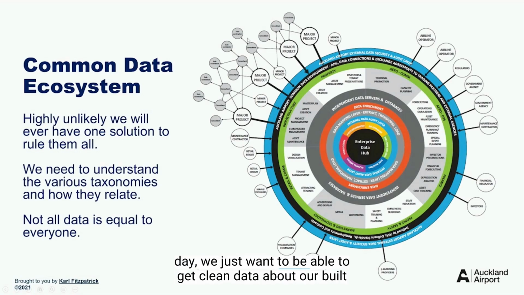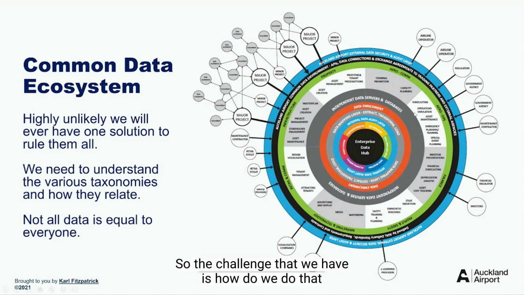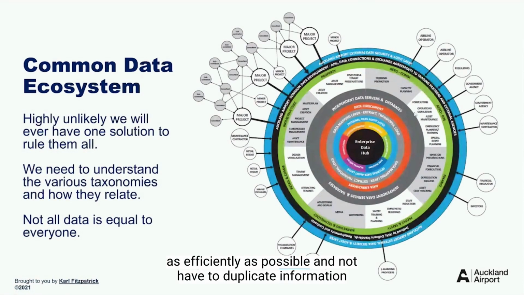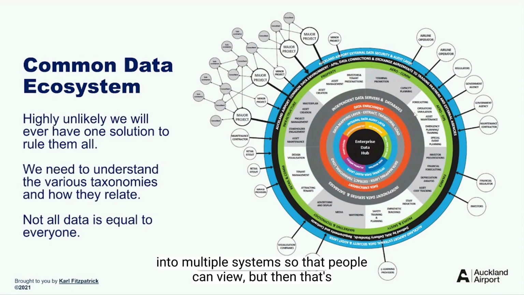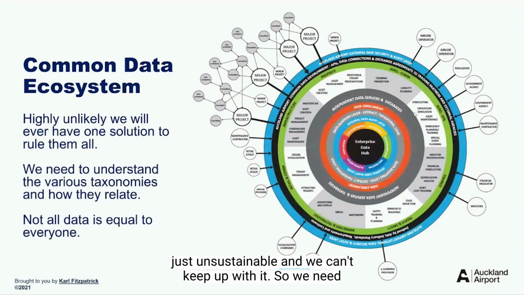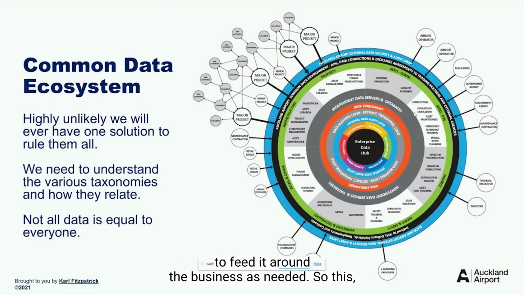So there are all these different systems, and at the end of the day, we just want to be able to get clean data about our built environment in to then feed into these different systems. So the challenge that we have is, how do we do that as efficiently as possible and not have to duplicate information? Because if we have to manually enter the same piece of data into multiple systems so that people can view it, then it's unsustainable and we can't keep up with that. So we need to find a way to get data consistent and then feed it around the business as needed.